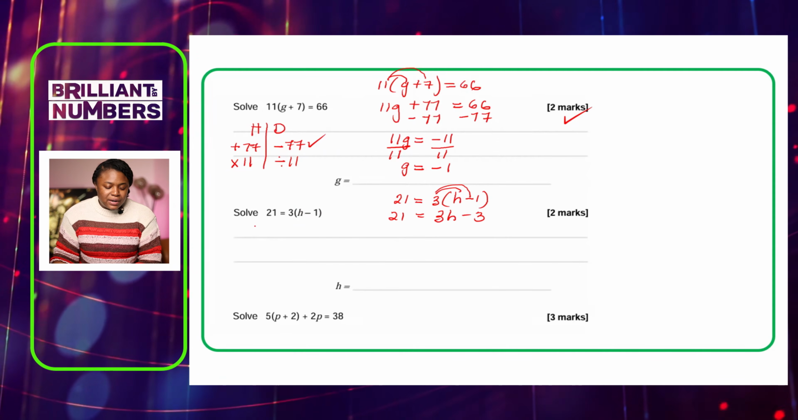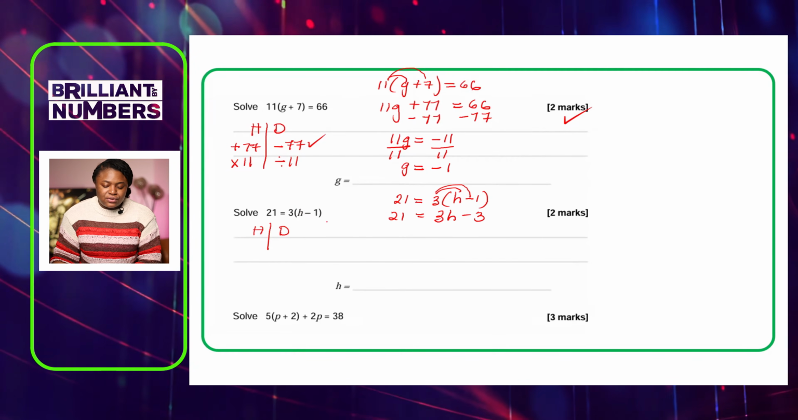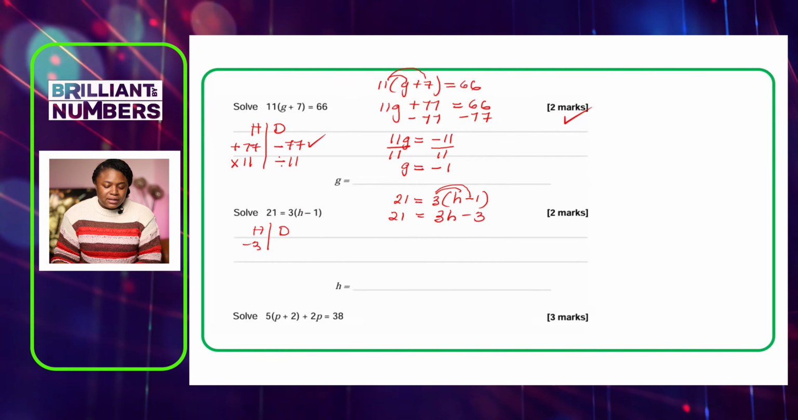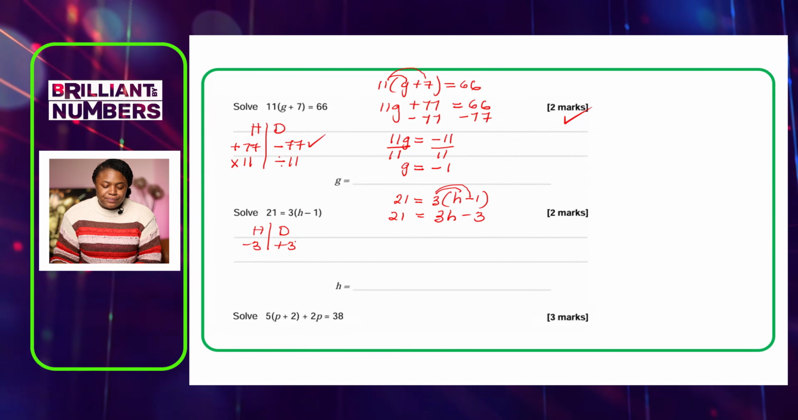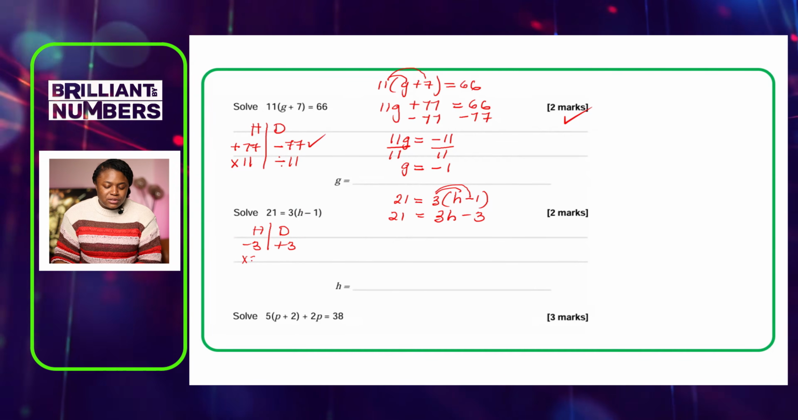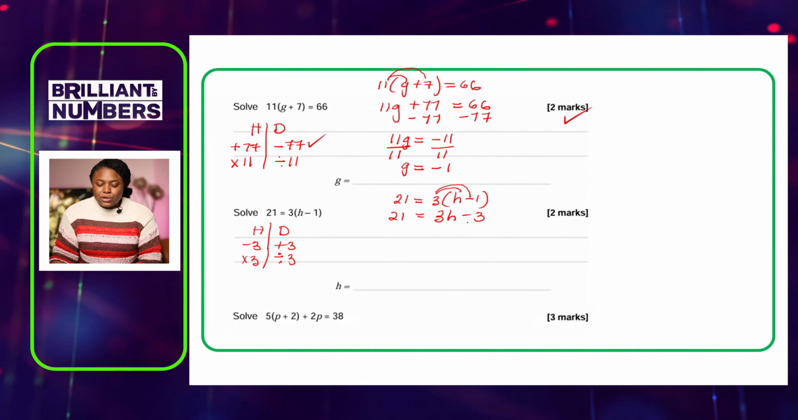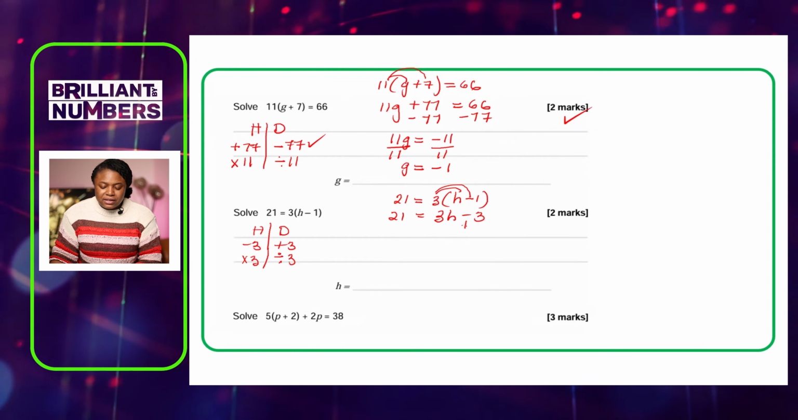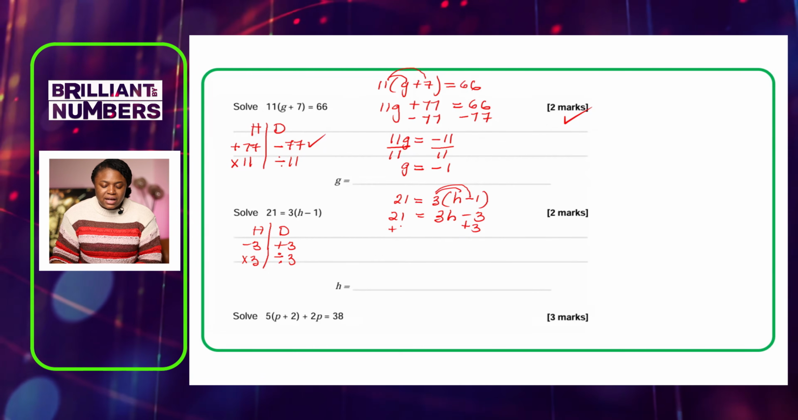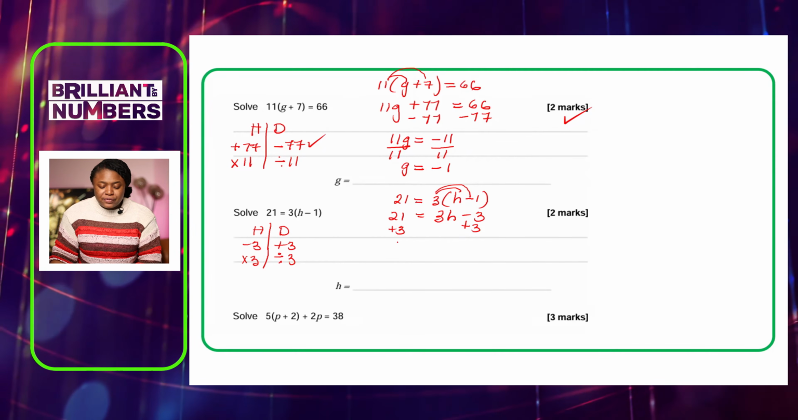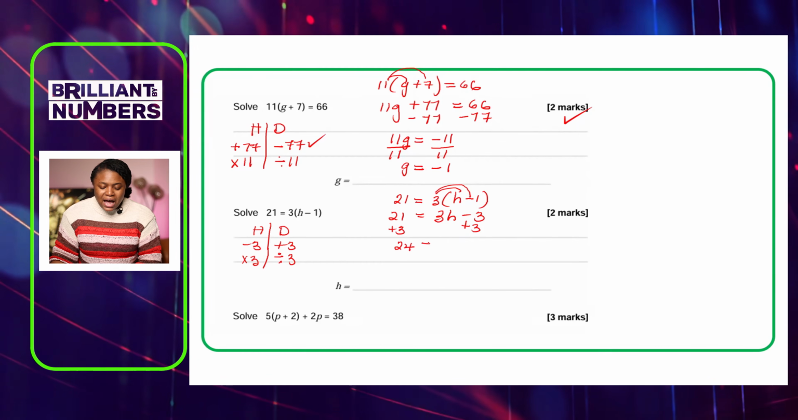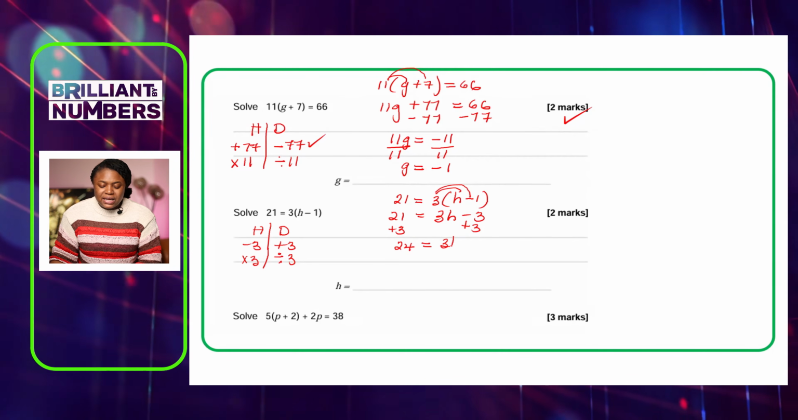So I'm going to write what I have and what I need to do. So I have a minus 3 and I need to add 3. I have a multiplication by 3. I will need to divide by 3. So we go ahead, take care of the constant first. So add 3 to both sides. 21 plus 3 gives me 24. And this will leave me with 3h.